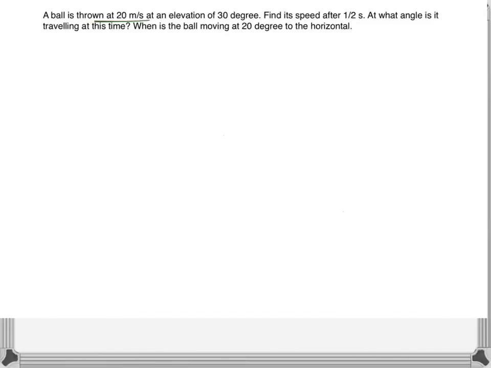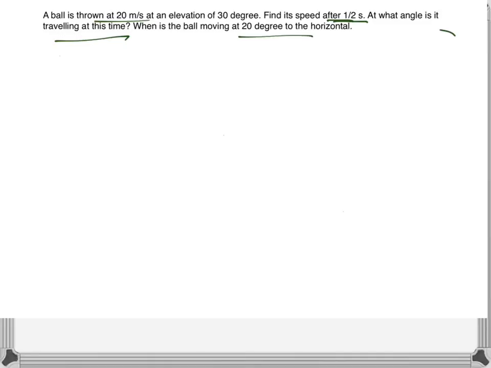So a ball is thrown at 20 meters per second at an elevation of 30 degrees, and we need to find its speed after half a second. At what angle is it traveling at this time, we need to find. And then one more thing, which is when the ball is moving at 20 degrees.